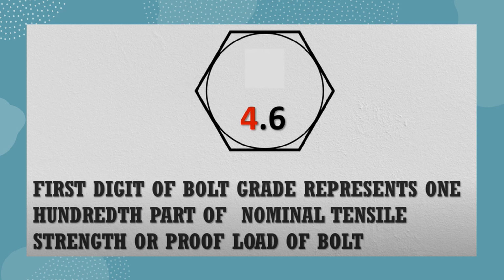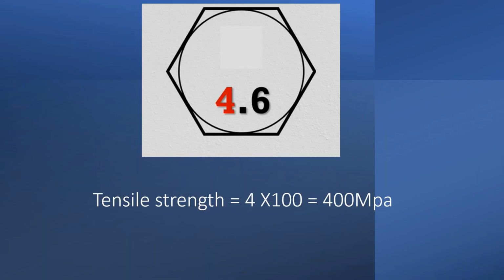So let's come to our head details where it is written 4.6. If it is written 4.6, then the first digit of the bolt grade represents one hundredth of the nominal tensile strength or proof load of the bolt. If it is 4, you multiply by 100. So how much is it? 400 MPa. So this is its tensile strength.